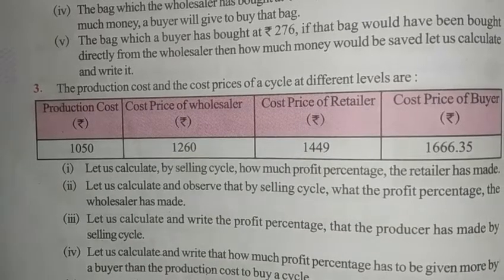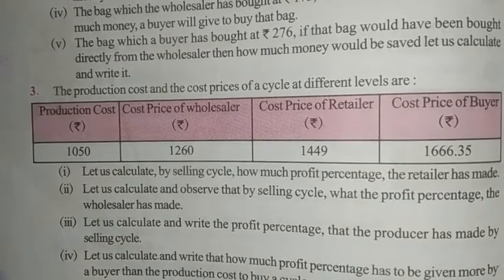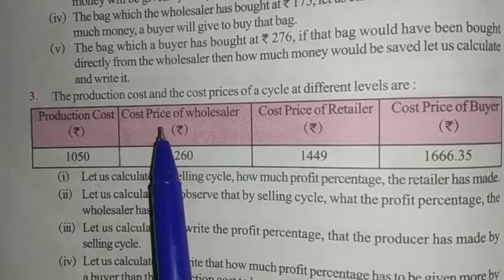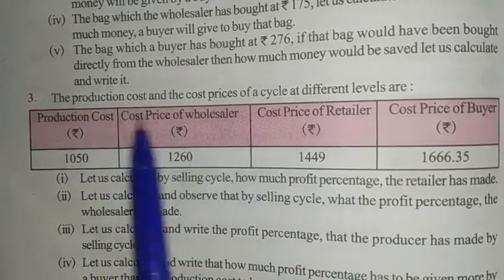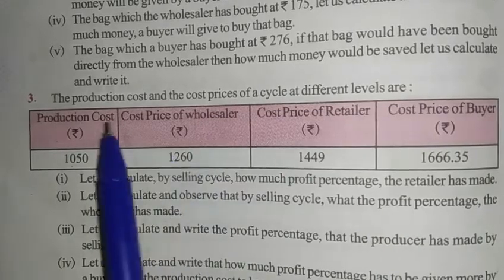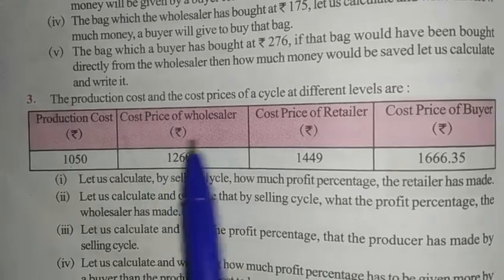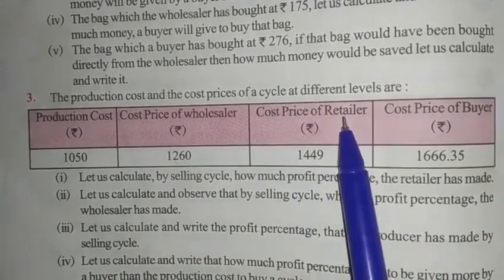Okay, so many of you have problem in question number 3, so I am solving it. So here production cost is rupees 1050, then the producer sold it to the wholesaler. Cost price of the wholesaler is 1260. That means the selling price of the producer is this. Similarly, the selling price of the wholesaler is this, and this is the cost price of the retailer.